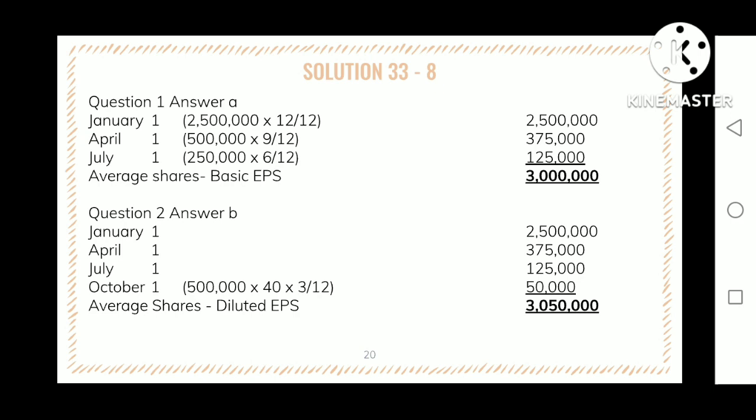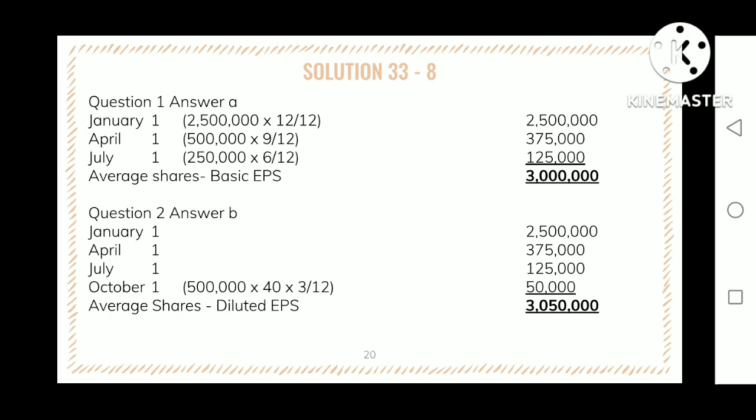On question number 1, the answer is letter A, which is 3 million. Because on January 1, we have 2,500,000 times 12 over 12, which is 2,500,000 in total. On April 1, we have 500,000 times 9 over 12 with a total of 375,000. On July 1, we have 250,000 times 6 over 12, which is 125,000 in total. And the average shares in basic earnings per share is 3 million.